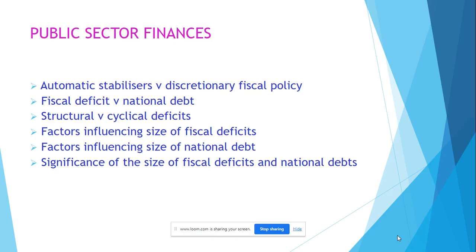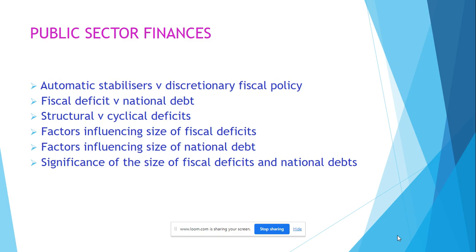National debt is cumulative, it's calculated over time. Each year you add on whether you have a fiscal deficit or a fiscal surplus. If you keep having more fiscal deficits, the national debt will get bigger and bigger. The national debt is the total amount of money owed by an economy to other countries.